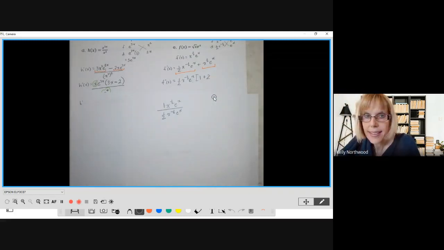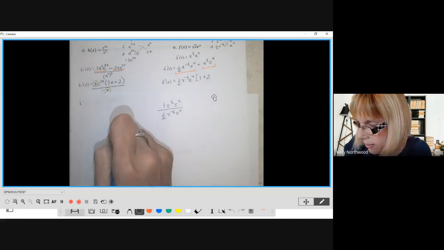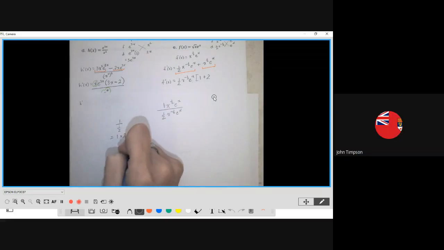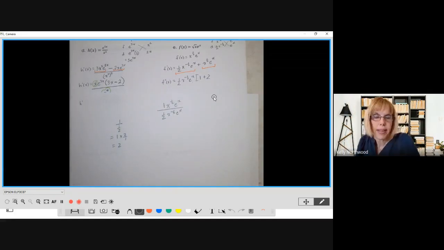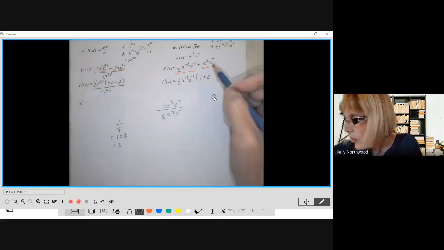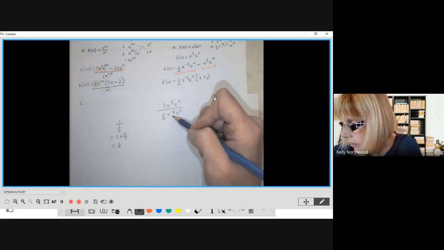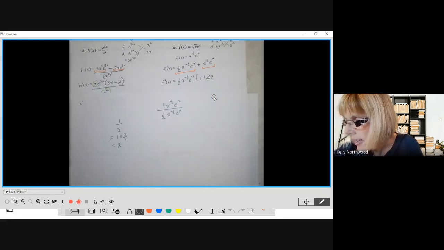Everybody good there? Yep. No? 1 divided by 1/2? Oh, I said yep. You said yep, okay. Just in case, that's 1 divided by 1/2. If you multiply by the reciprocal, you get 2. So there's my 2. X to the 1/2 divided by x to the negative 1/2 is just x. And then the e to the x's divide out.